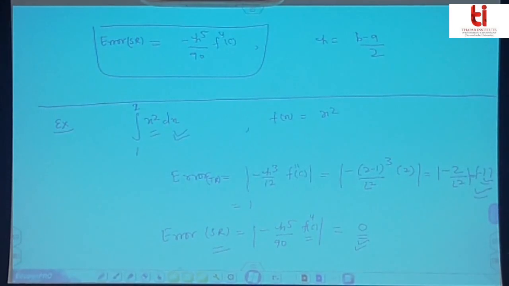Okay, next is composite trapezoidal rules, which we will discuss in the next class, and also some examples based on error.